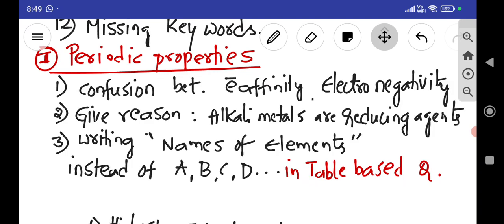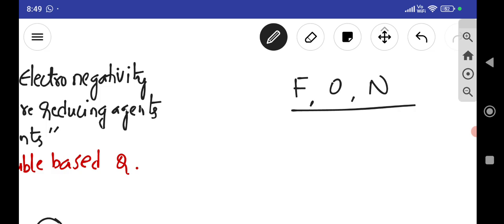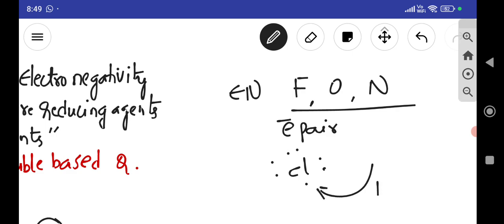And in the periodic properties, confusion between electron affinity and electronegativity. Many a times students get confused with electron affinity and electronegativity. See, when you observe fluorine, oxygen and nitrogen, they have tendency to attract electron pair. That property is known as electronegativity. But if you take chlorine, it has 7 valence electrons, so therefore it has tendency to accept 1 electron.